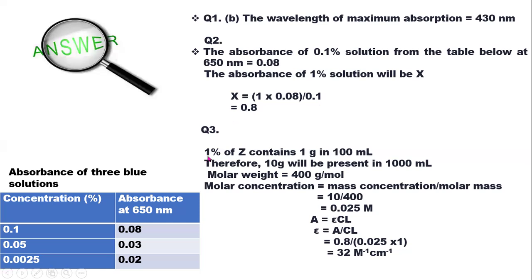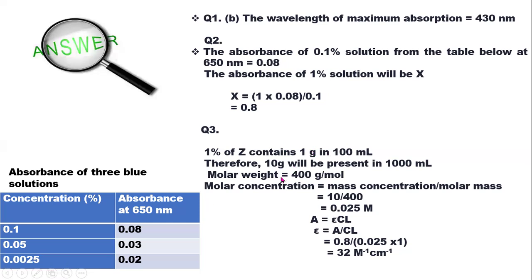So for question 3, which asks us to calculate the molar extinction coefficient, we can say 1% of Z contains, as given in the question, 1 gram in 100 mL. So 10 grams will be present in 1000 mL. Because 1 gram is in 100 mL, how many grams will be in 1000 mL? When you do the calculation, you see that it's 10 grams.